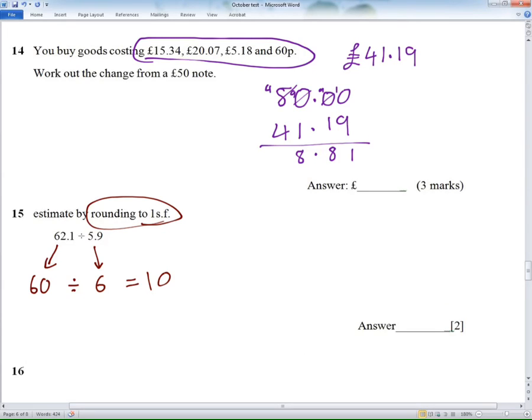So if you got this question wrong, it's probably because you didn't read the question properly or didn't understand what the question meant. When it said by rounding to 1 significant figure, it meant rounding the numbers in the question to 1 significant figure to make the question easier to estimate. If you were trying to faff about with 5.9 into 62.1 using the bus-stop method, you know you've done something wrong.